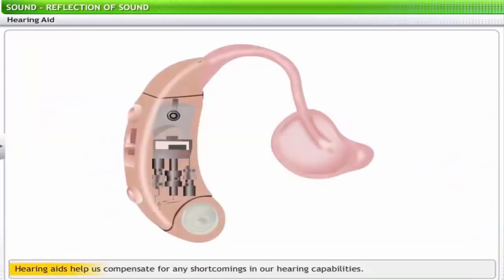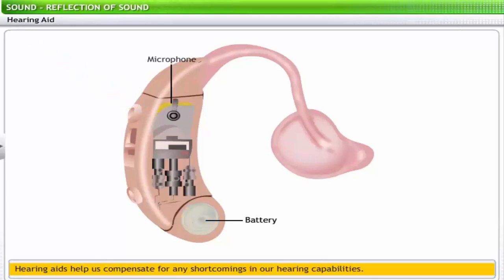Hearing aids help us compensate for any shortcomings in our hearing capabilities. So, how does a hearing aid work? A hearing aid is a battery-operated device that receives sound waves through a microphone. This microphone converts sound waves into electrical signals, which are amplified by an amplifier. The amplified signals are sent to the speaker of the hearing aid. The speaker converts them into sound waves and sends them into the ear at a volume that the ear can clearly hear.